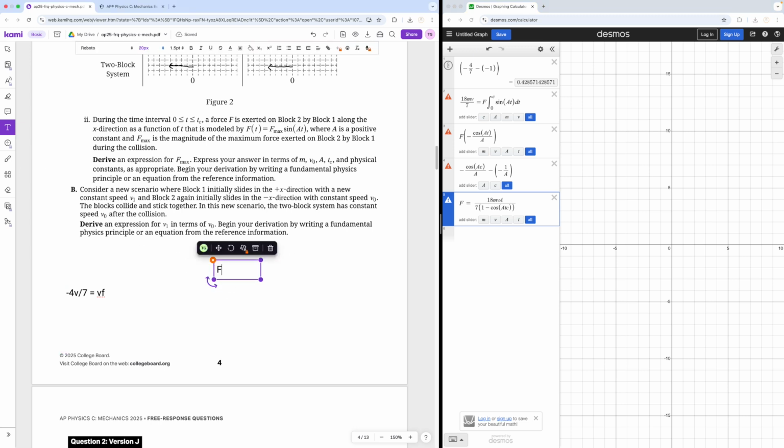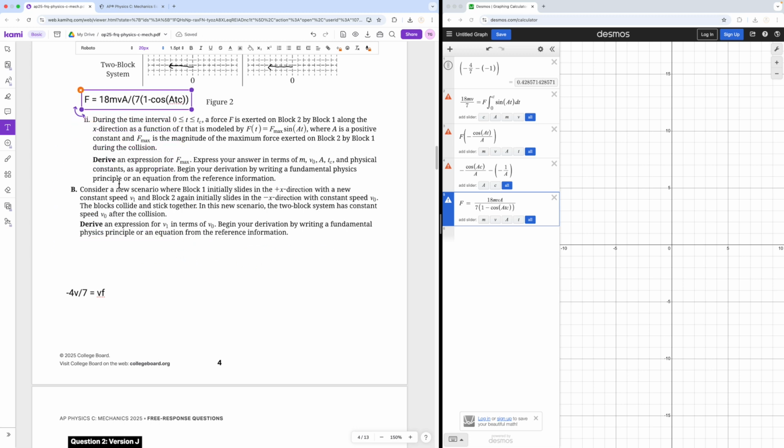Your max force is equal to 18 times your mass times your velocity times the value of A divided by 7 times 1 minus cosine times A times TC. And that is the answer for part 2, deriving the expression for F max. Now that we've done that, let's do part B.